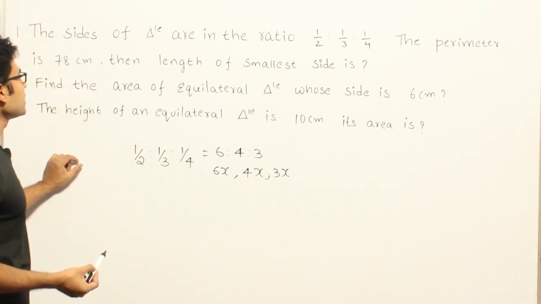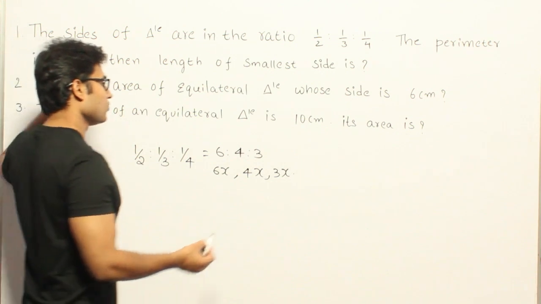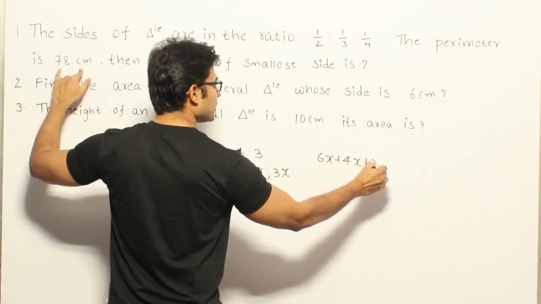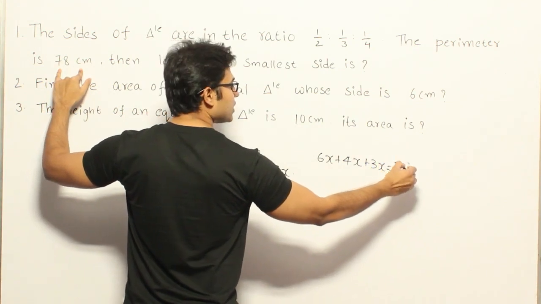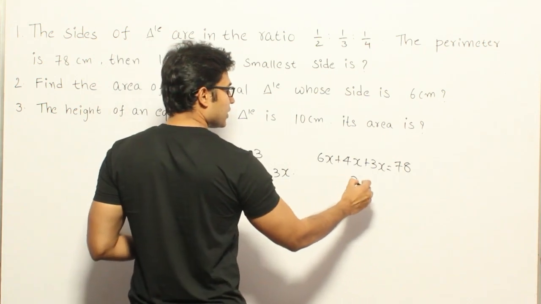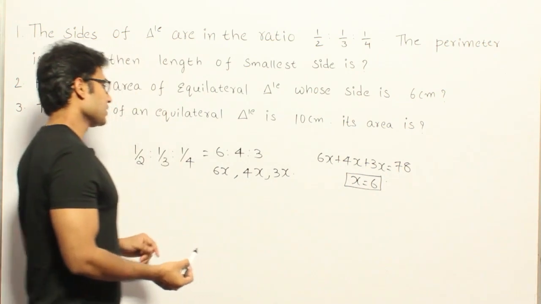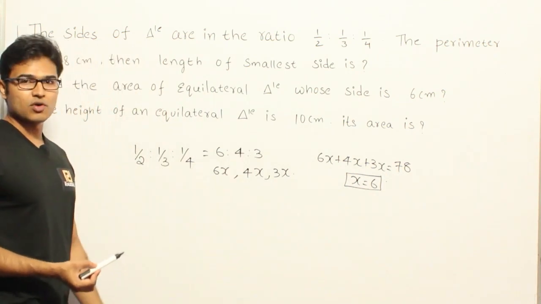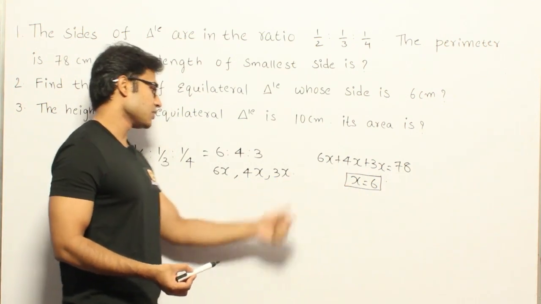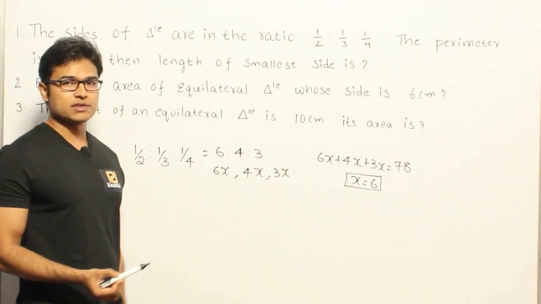Now they have given that the perimeter is 78 centimeters, right? Therefore 6x plus 4x plus 3x equal to 78. Got it? So now you will find that x equal to 6. What are they asking? They are asking the value of the smallest side. The smallest side here is 3x. So if you substitute x, you get 18. So 18 centimeters is the answer. 3 into 6, which is 18.